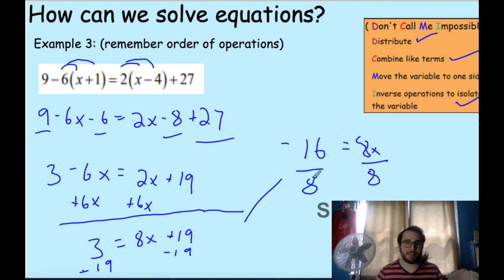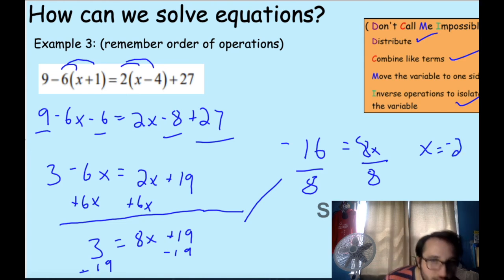-16 divided by 8 is -2. So x equals -2. I'm done. Check your work. Substitute it back in and see if it works. It does work. Okay, but you should check. Let's do one more question.